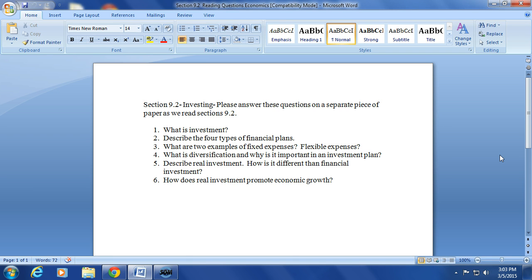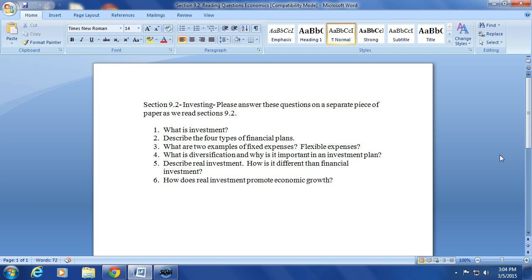So the first question is, what is investment? If you look on page 200, you can see investment occurs when people exchange their money for something of value with the expectation of earning a profit on it in the future. So it's spending money today for a future benefit. So you're sacrificing today for a future benefit. That's all basically what investment is.